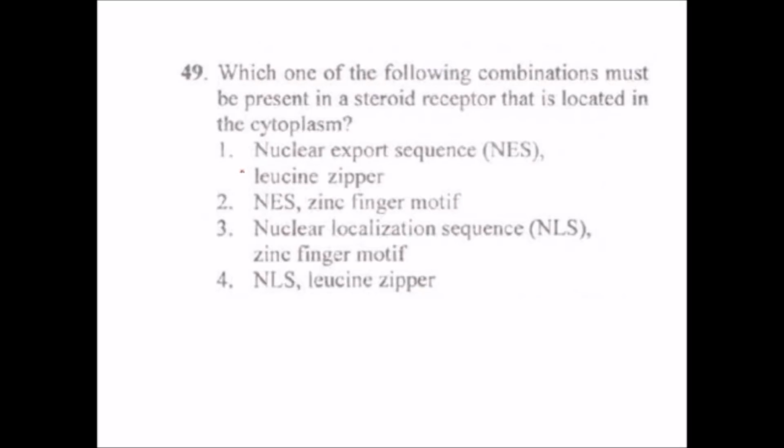Next question is, which of the following combinations must be present in a steroid receptor that is located in the cytoplasm? Definitely, when the steroid receptor is located in the cytoplasm, it will have to move towards the nucleus. So it should have a nuclear localization sequence, and such a sequence is localized in between the zinc finger motifs.